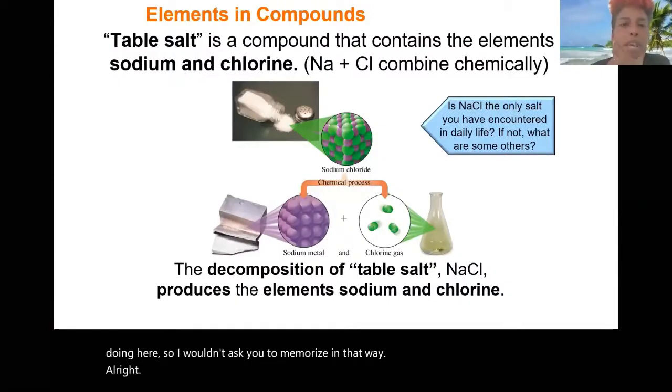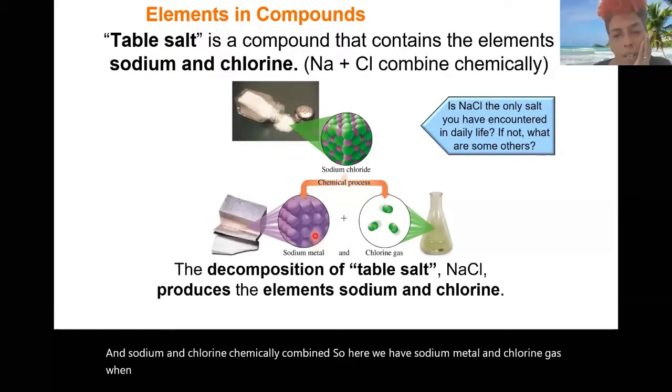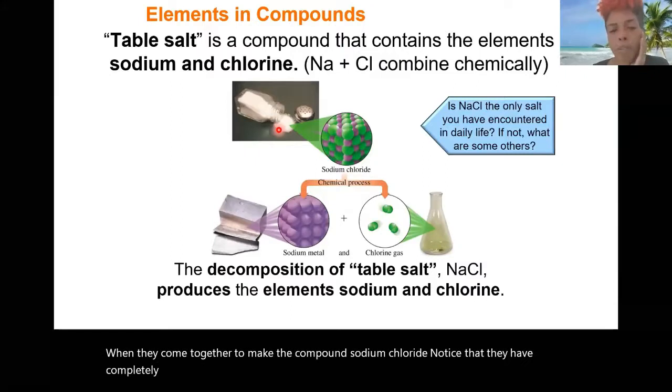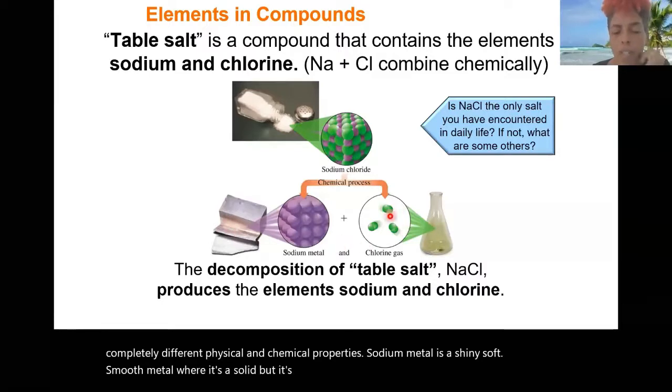So table salt is a compound, and sodium and chlorine chemically combine. Here we have sodium metal and chlorine gas. When they come together to make the compound sodium chloride, notice that they have completely different physical and chemical properties. Sodium metal is a shiny, soft, smooth solid. Chlorine is a gas, it's green.